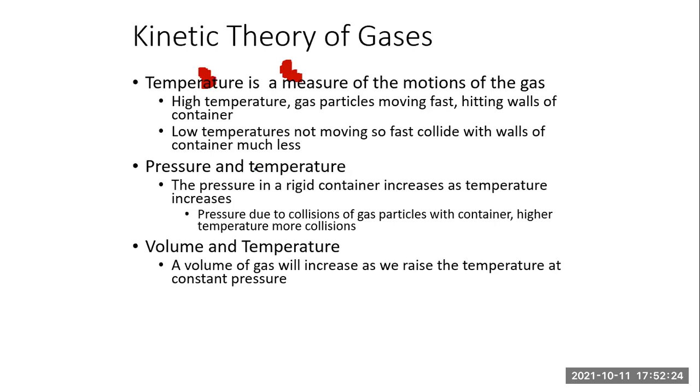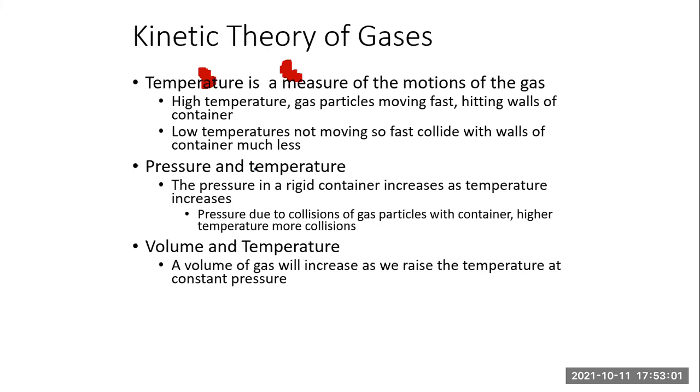So a couple of key points that we saw in some of those relationships that we talked about. Temperature is a measure of the motions of the gas. Again, higher temperature, gas molecules traveling faster, hitting the wall more often. Again, if the volume does not move, we would expect the pressure to increase in that case. Lower temperatures, they're not moving as fast, so they're flying around slower. It's going to take longer for those collisions to occur. And again, as a result, if the volume does not change, we would expect the pressure to start to drop.